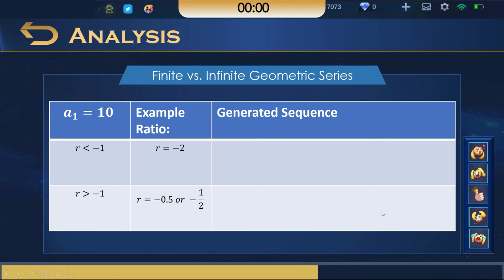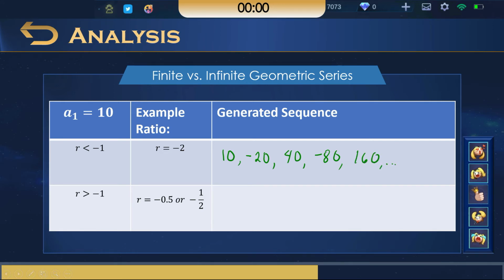Okay, to generate the sequence starting from the first term, which is 10, we are going to multiply by the common ratio, negative 2. 10 times negative 2, we have negative 20. Negative 20 times negative 2, we have positive 40. Positive 40 times negative 2, we have negative 80. And negative 80 times negative 2, we have positive 160, and so on.